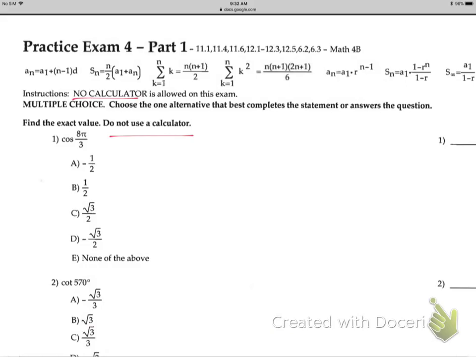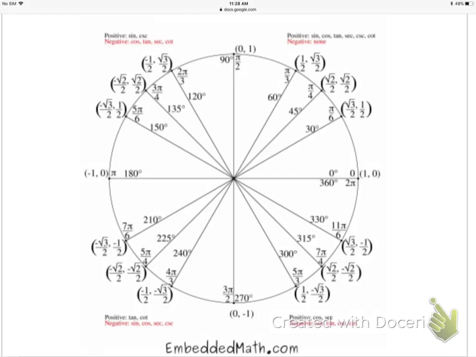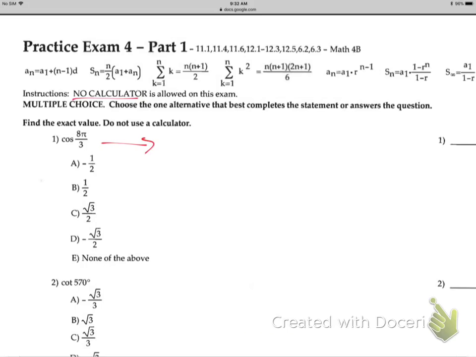Let me go, in fact, grab that unit circle. Wherever that thing is. Come here, unit circle. There it is. Okay, so that unit circle. All right, cosine 8 pi over 3. How do we do it? So 8 pi over 3 is not on my unit circle, is it? There's no 8 pi over 3 here. What do I need to do with 8 pi over 3?